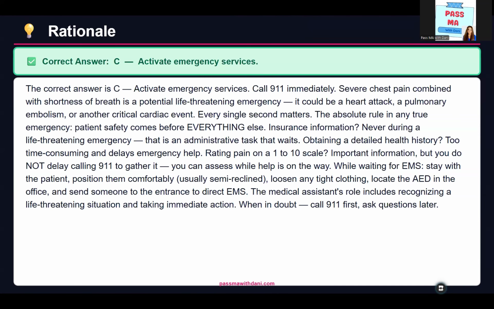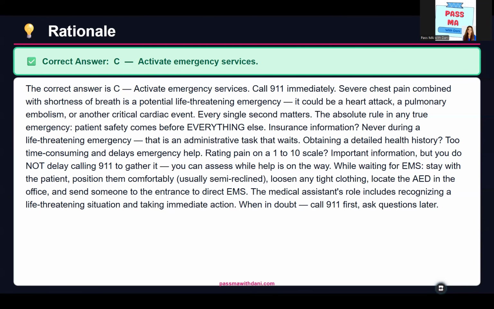Activate those emergency services, call 911 immediately. Now, severe chest pain combined with shortness of breath, this is a potential life-threatening emergency. This could be a possible heart attack, pulmonary embolism, or another critical cardiac event. In this type of situation, guys, every single second matters. The absolute rule in any true emergency, and remember this even for future questions, is that patient safety will come before everything else. Insurance information, not during a life-threatening emergency, right? That's an administrative task that can wait.